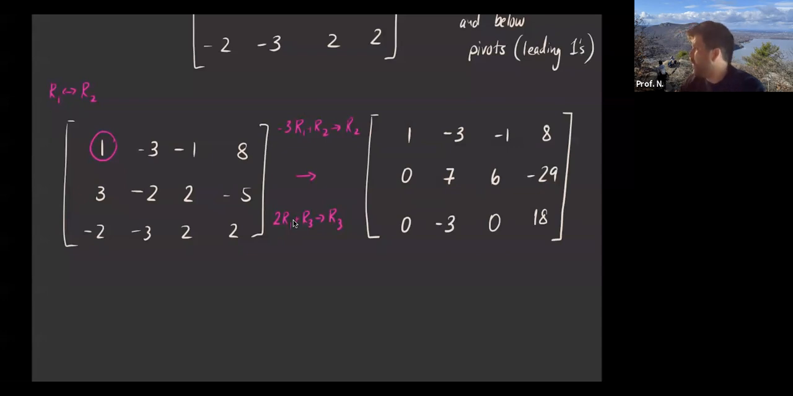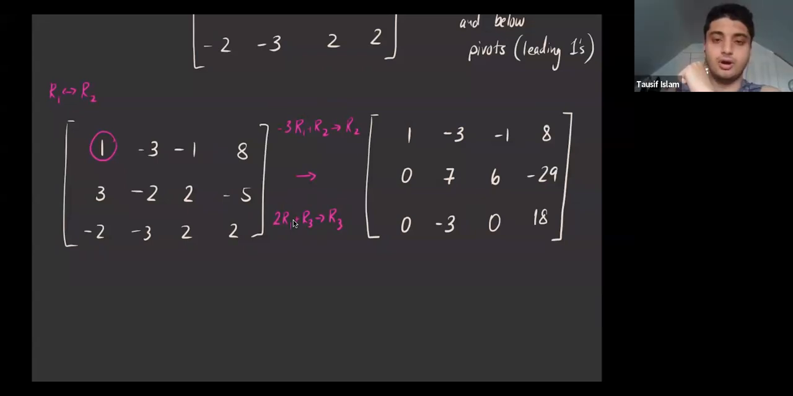And then what can I do from here? Could you do R2 plus 2R3 to try getting, actually no, you could try doing R1 minus R3 to try getting another 0 in the first row.